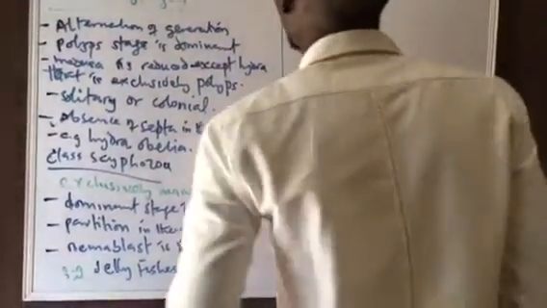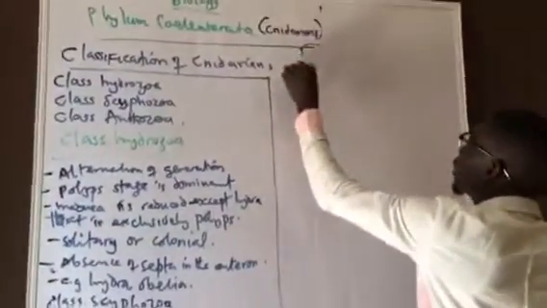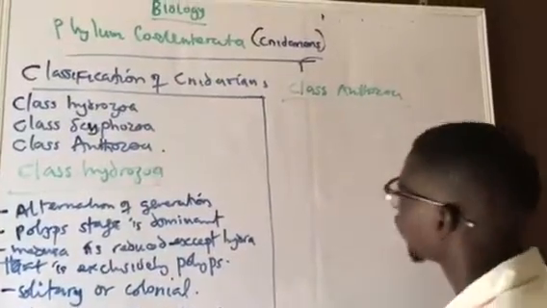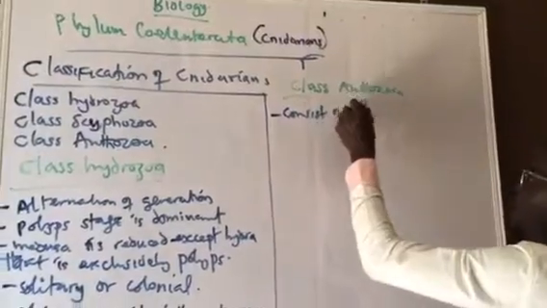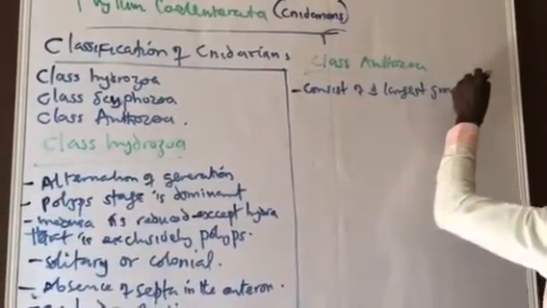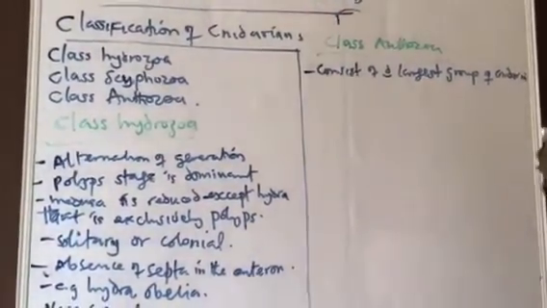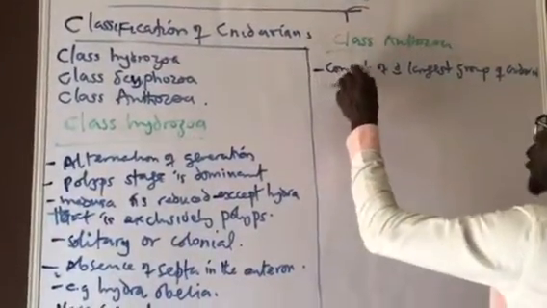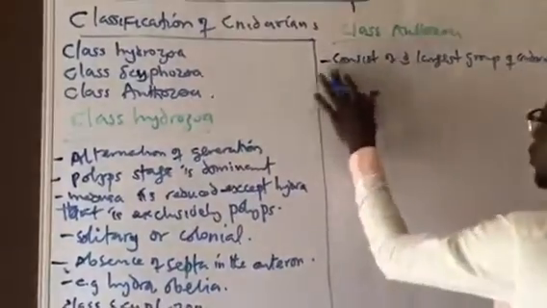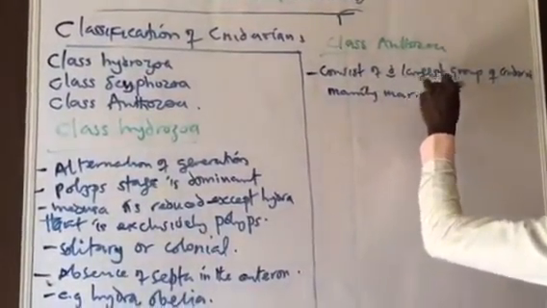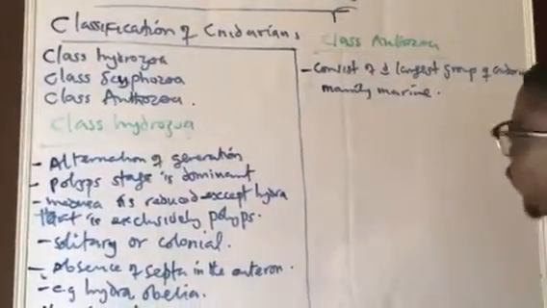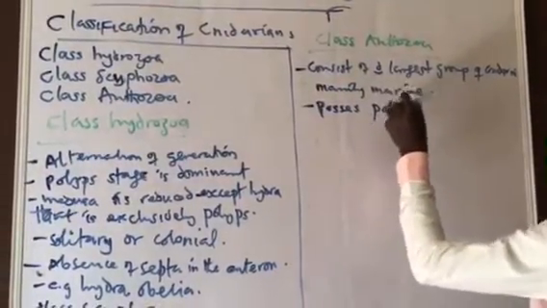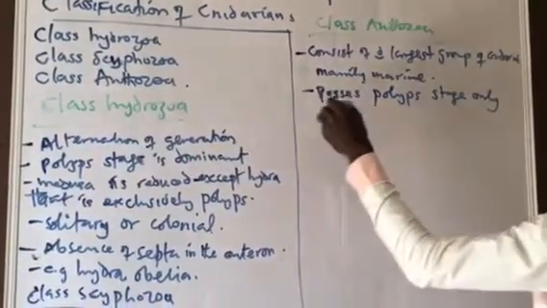Then we move now to the class Anthozoa, the largest group of the Cnidarians. This Anthozoa group are mainly marine organisms. Their dominant stage is the polyp only. They possess the polyp stage only, with no medusa stage.